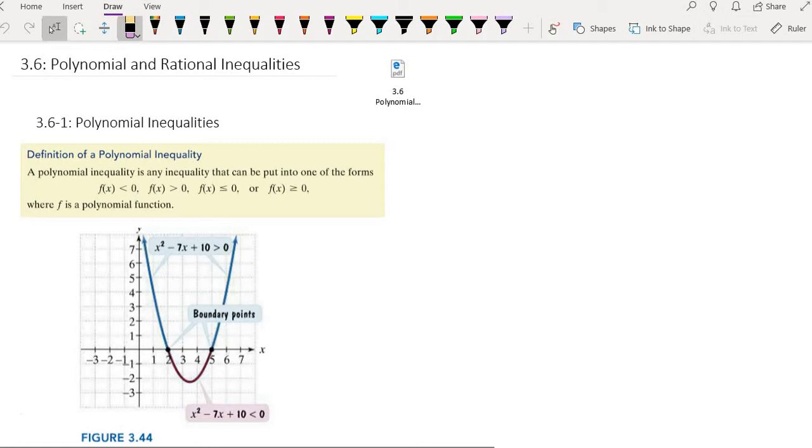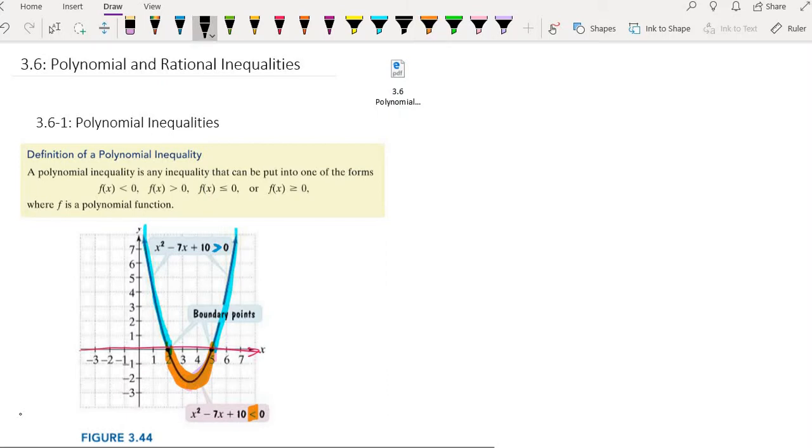So let's take a look at the graph. If you look at this graph, you can see this blue part above the x-axis. Because it's above the x-axis, we're going to say greater than 0. If you look at this portion, that is when you're going to have less than 0, which means it's below the x-axis. That is how we see polynomial inequality on the graph.